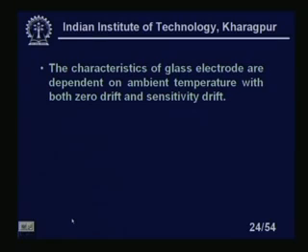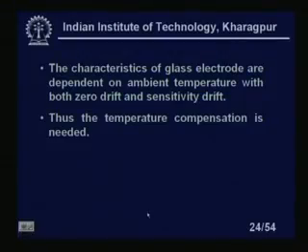And with the reference electrode, we have two terminals, and we will get a voltage that is measured, and that will be converted to current later on. The characteristics of the glass electrode are dependent on the ambient temperature, with both zero drift and sensitivity. This we have already discussed, because it is sensitive to temperature. So we have to take proper care, using an RTD or any other temperature sensitive device, to make the correction. Thus temperature compensation is needed.